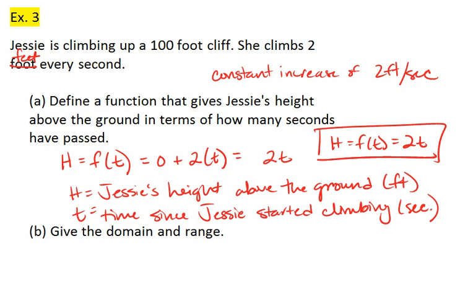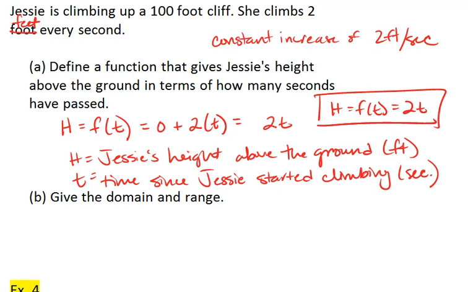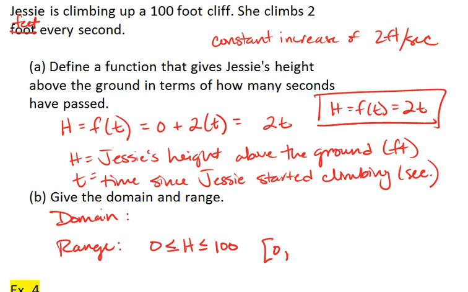We want the domain and the range for this problem now. Recall, domain is the input, so in this case it's the time that has passed. And range is the output, and that's Jessie's height above the ground. The range is easier to do first in this problem, since we know Jessie is going to be anywhere from 0 less than or equal to her height, less than or equal to 100. And in interval notation, this is square bracket 0, comma 100, square bracket.